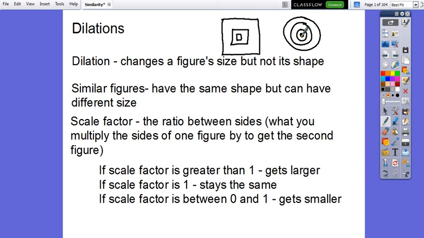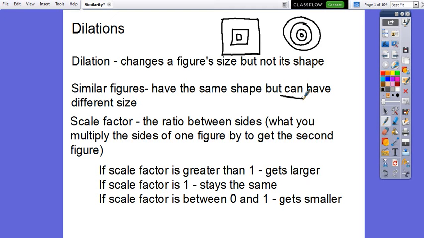Similar figures have the same shape, but can have different size. If they're the same size, they're also similar. So they can be different size or the same size. That's why it says, but can have different size. They have the same shape, but can have different size.